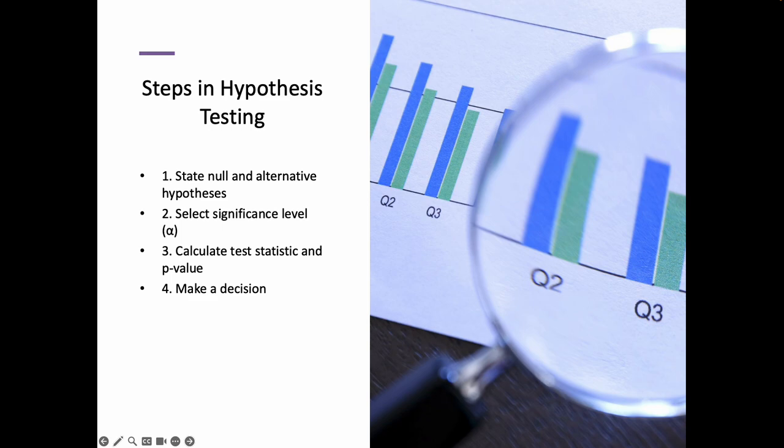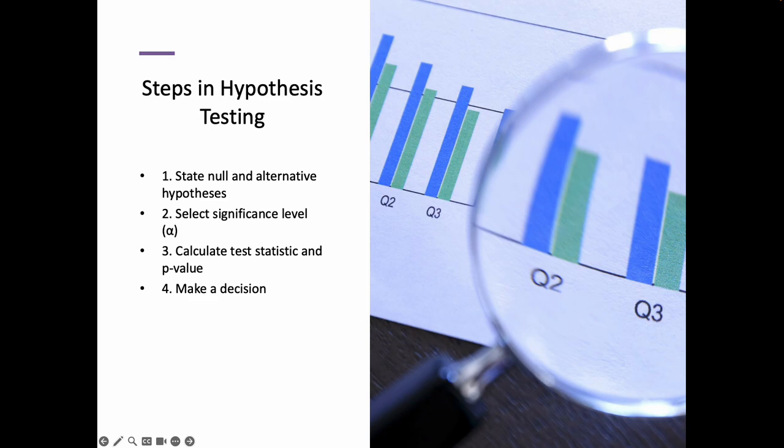Once we decide on our null and alternative hypotheses, we select the significance level, which is shown as alpha. The significance level is the probability of rejecting the null hypothesis when it is actually true. Common values for alpha are 0.05 or 0.01. 0.05 indicates a 5% and 0.01 indicates a 1% risk of making a type 1 error. Type 1 error is when you reject a true null hypothesis.